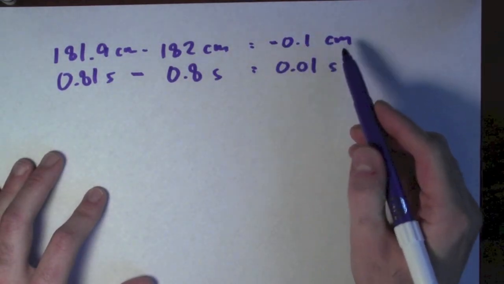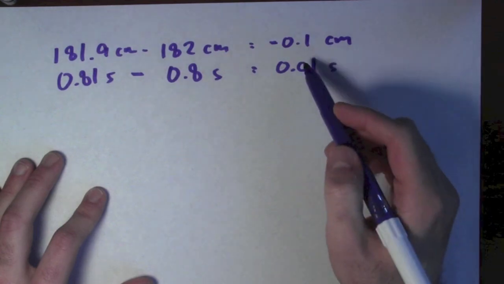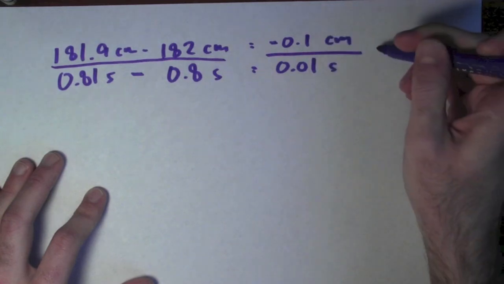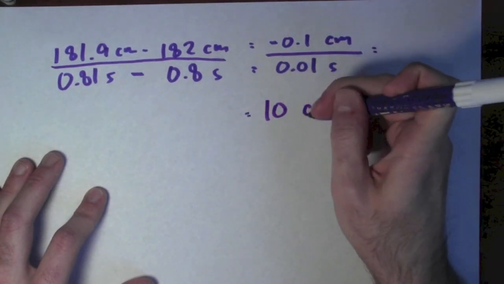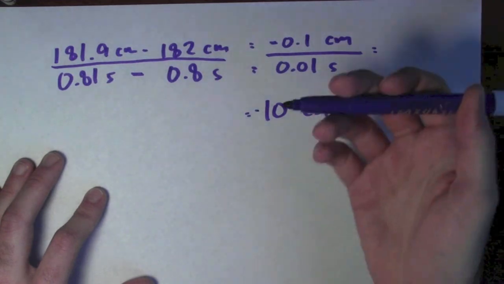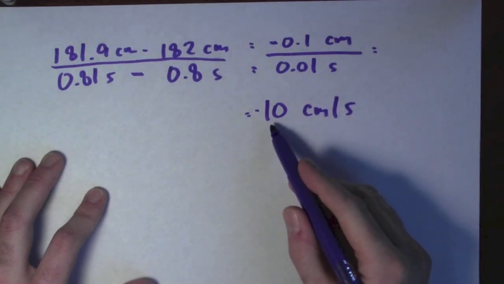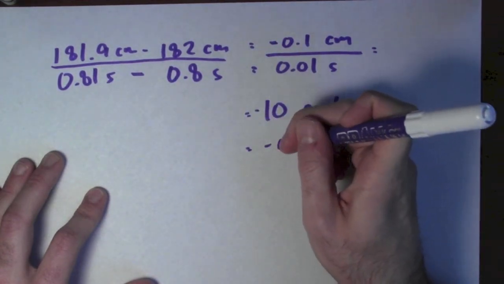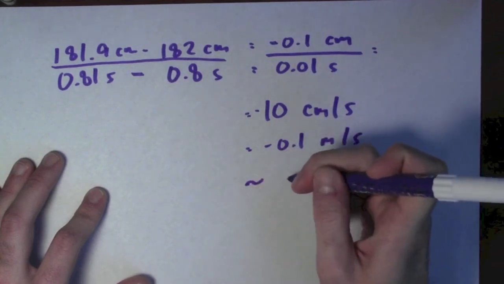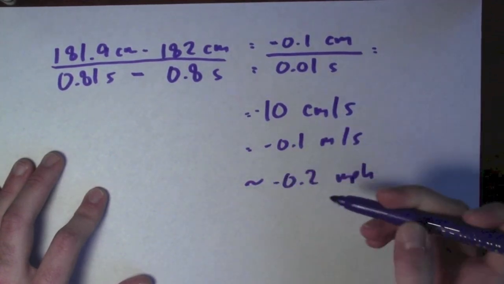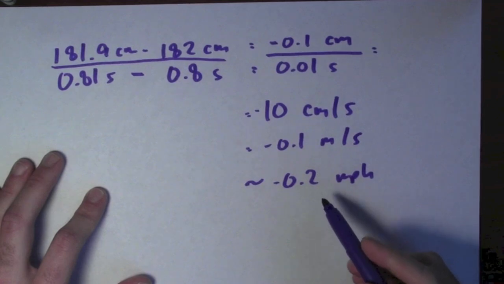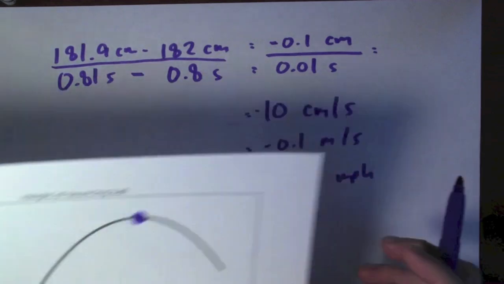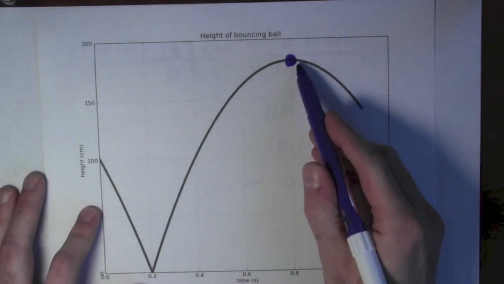Anyhow, 0.1 centimeters divided by 0.01 seconds, that'll give me the velocity, right? Displacement over time. So if I divide these, this ratio here is 10 centimeters per second, or negative 10 if I'm keeping track of the direction it's moving in. It's falling down at a speed on average of 10 centimeters per second during this time interval. That's minus 0.1 meters per second, which is about 0.2 miles per hour, or negative 0.2 miles per hour if I'm keeping track of the direction it's going. Anyway, 0.2 miles per hour is a really slow speed, right? The ball is not moving very much on average between 0.8 and 0.81 seconds.